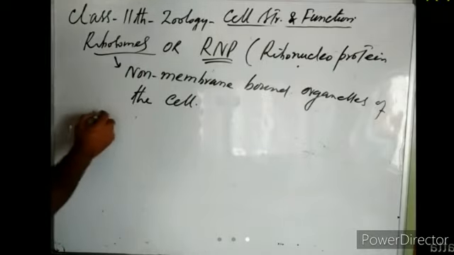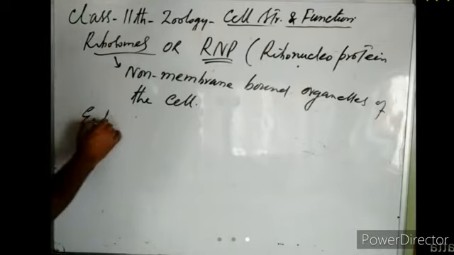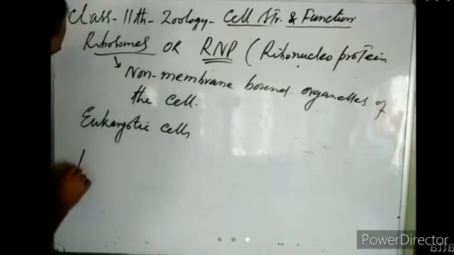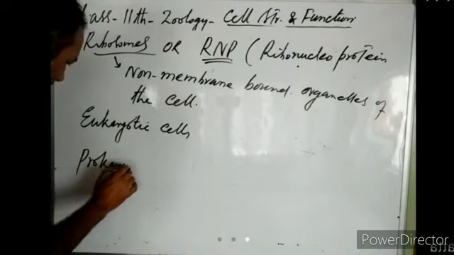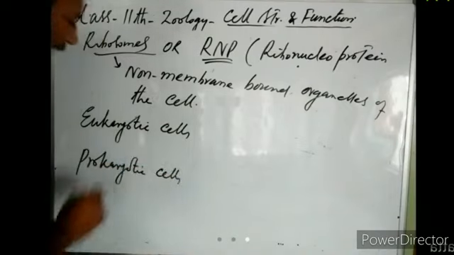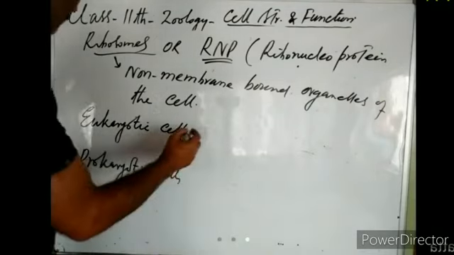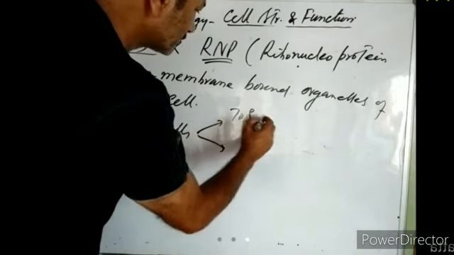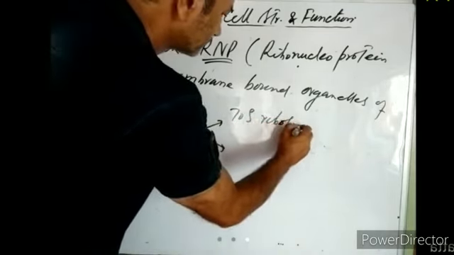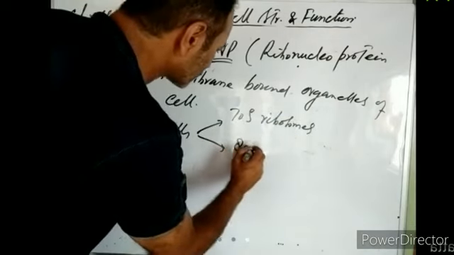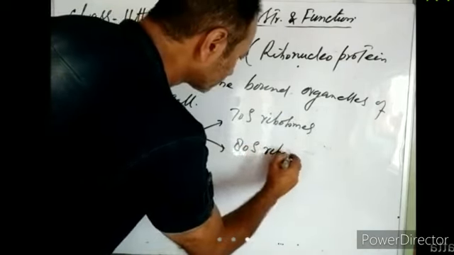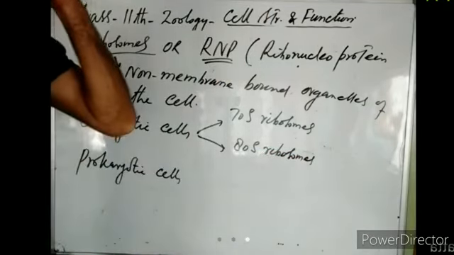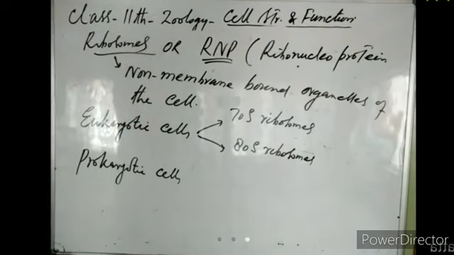These ribosomes are of two types. In eukaryotic cells and prokaryotic cells, we find that ribosomes are of different types. In eukaryotic cells, ribosomes are of two types: 70S ribosomes and 80S ribosomes.